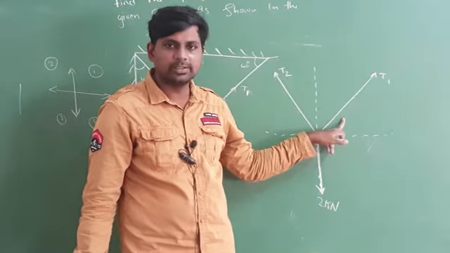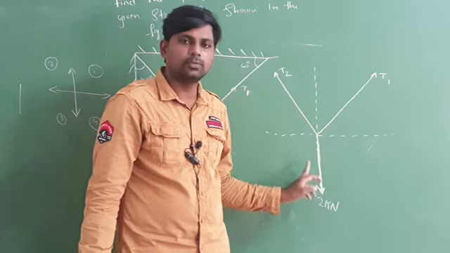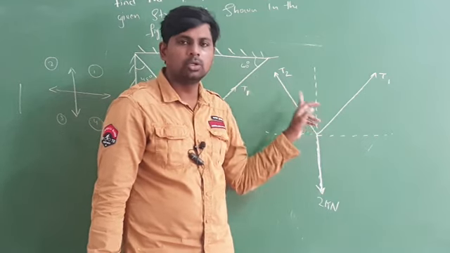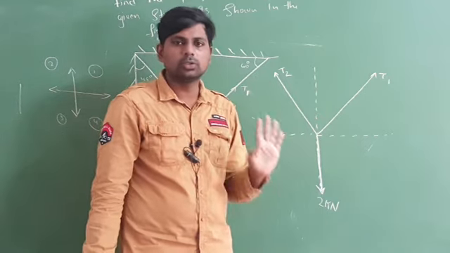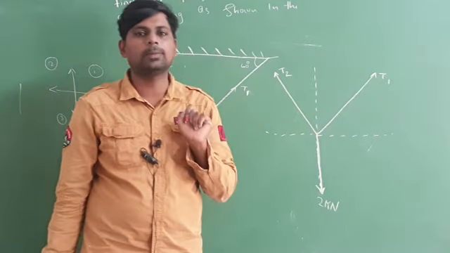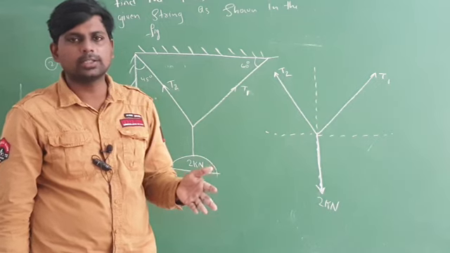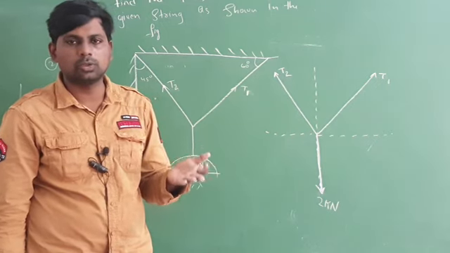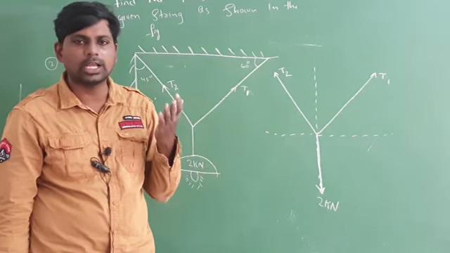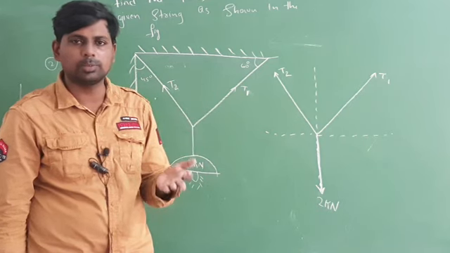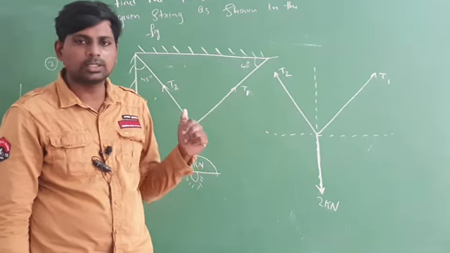Here force 1 is there, force 2 is there and force 3 is there. So here 3 forces are there, so I can apply Lami's theorem. If 2 forces are there, I can go for resolution: R is equal to under root of P square plus Q square plus 2PQ cos theta, and tan alpha is equal to Q sin theta by P plus Q cos theta. But here 3 forces are there.